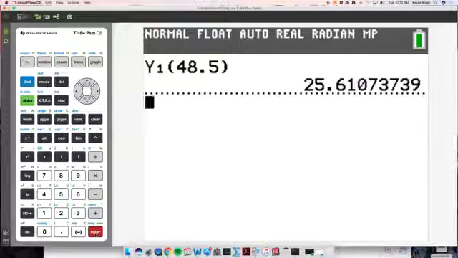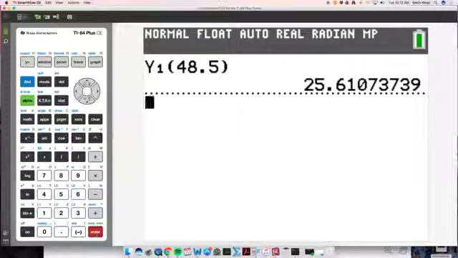I'm going to put above ground because, believe it or not, sometimes in some problems we might go below ground. But in this case, all positive numbers are above ground. So at 48.5 seconds, we're 25.610 feet above ground. Heading up or down? Well, we can't really tell from that number, right? So what could we do?